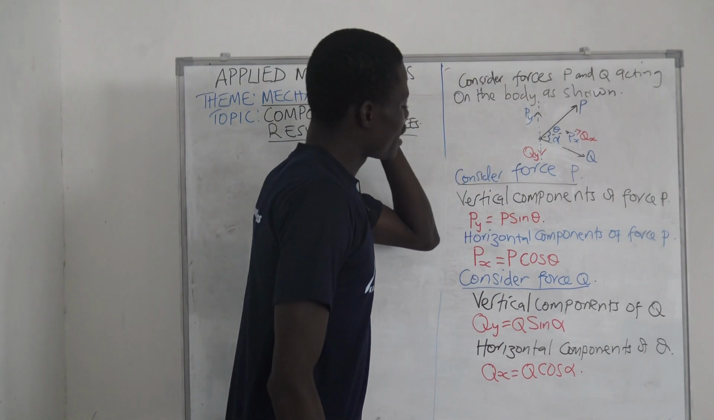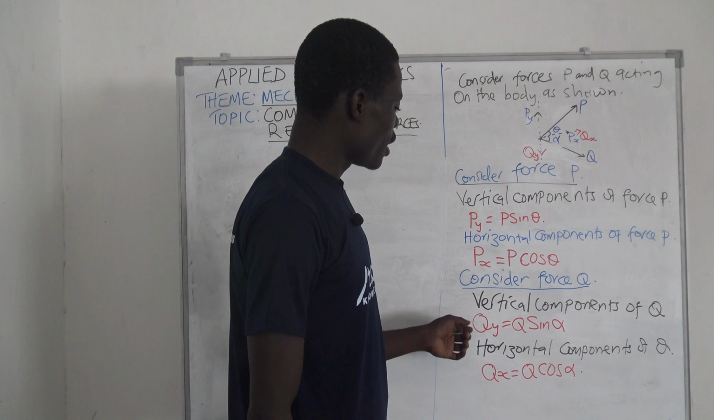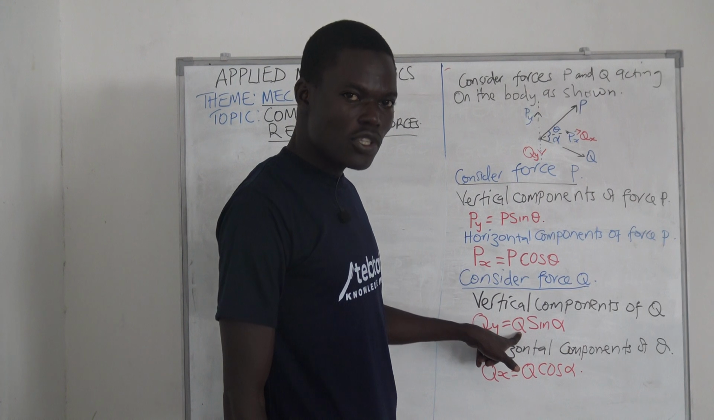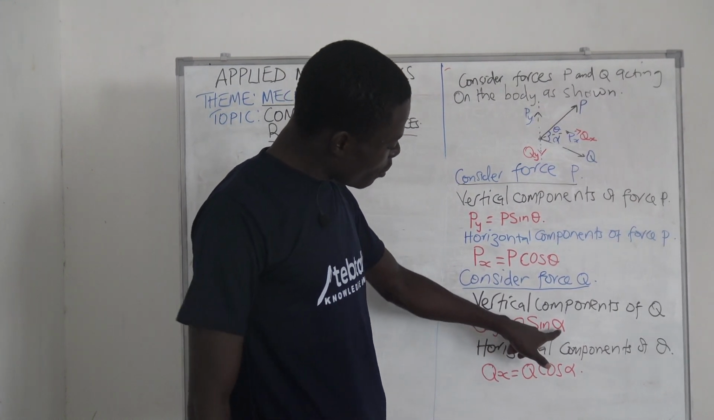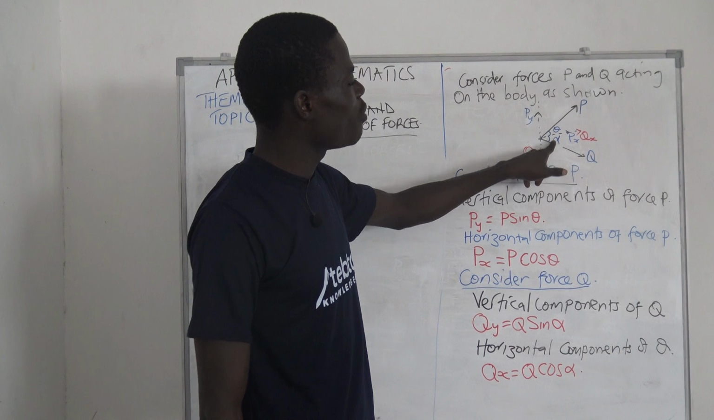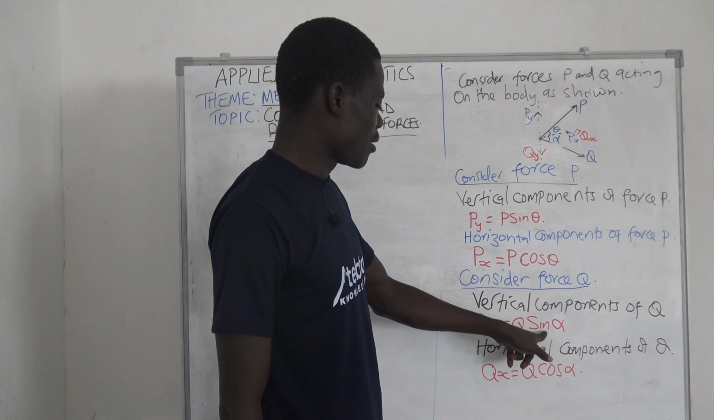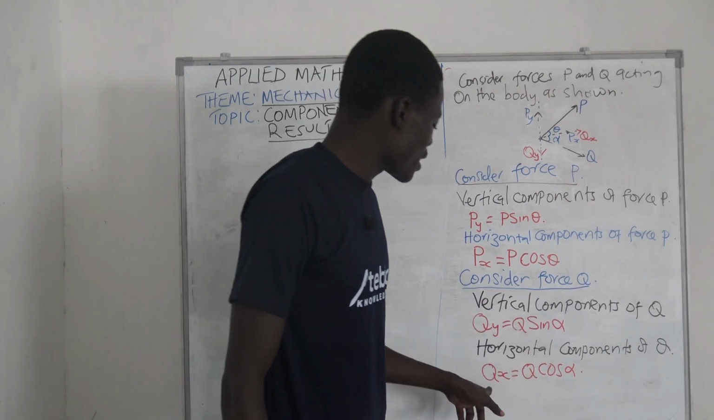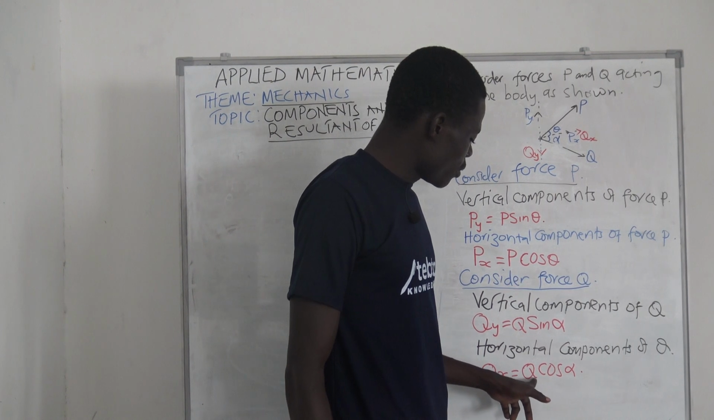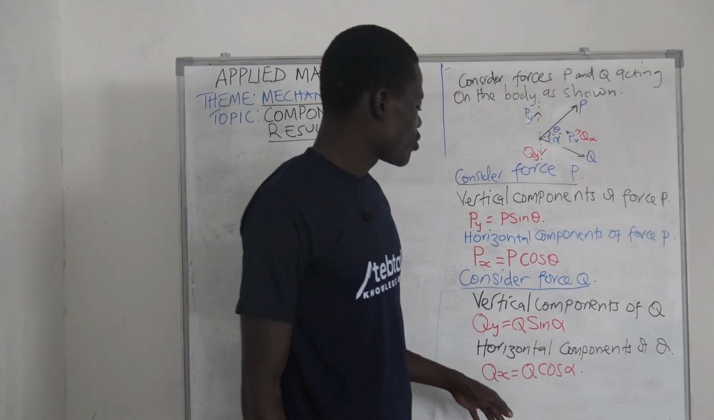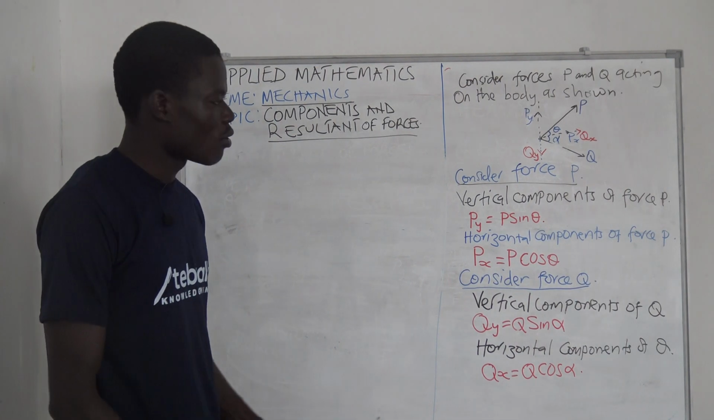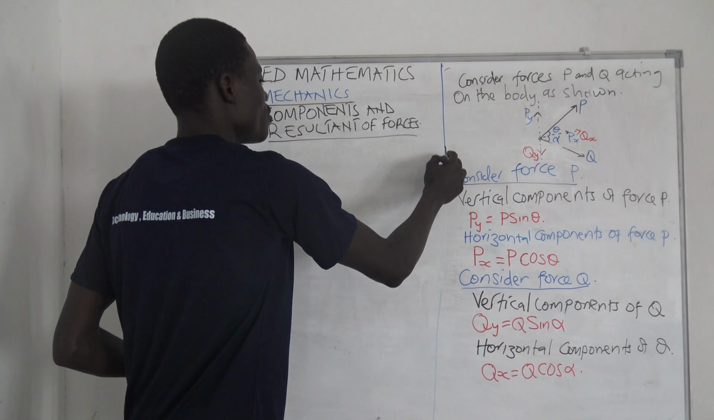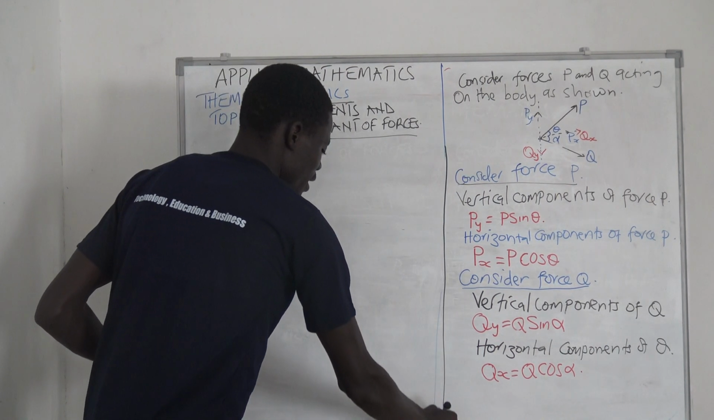Now we calculate the vertical component of Q. It is given by force Q times the sine of the angle, which here is sine alpha, because the angle between Q and the horizontal is alpha. So Qy equals Q sine alpha. Then the horizontal component Qx equals Q cos alpha. For the horizontal component we use cosine. This brings us to what we need to cover today.